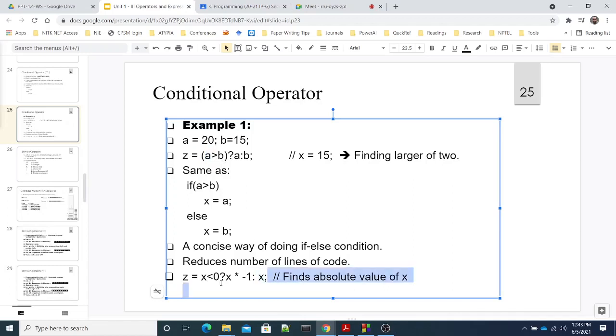Then we saw finding the absolute value of a given integer. So if x is less than 0, this is expression 1. If it is less than 0, the true part will be executed. It will multiply it with -1. Otherwise, the same number, because for a positive number the absolute value is the same number only. That will be assigned to z. Otherwise, x into -1 will be assigned to z. In any case, we get the absolute value of x in the variable z. The x value will not change.